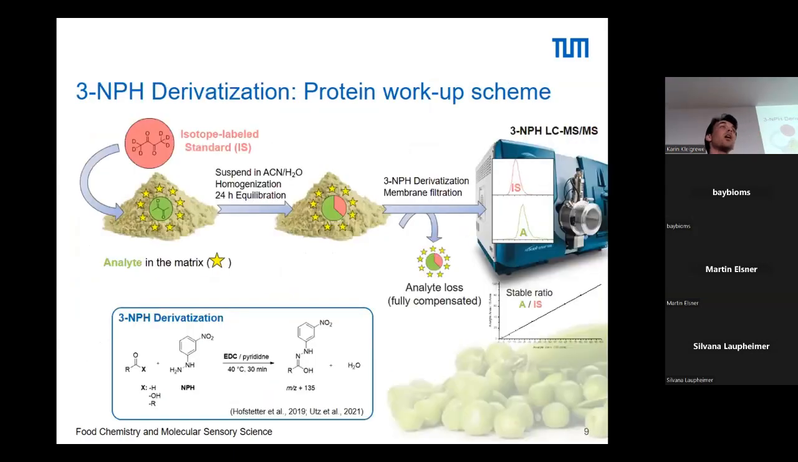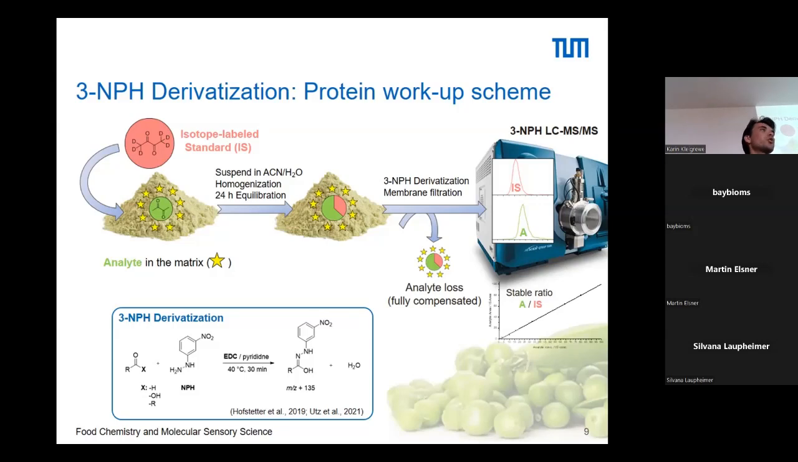On this slide, you can see the sample preparation of the stable isotope dilution analysis method. In a first step, we suspended the P proteins in acetonitrile-water as the solvent and added our internal standard mixture, an isotopically labeled internal standard mixture. With that, after homogenization and equilibration, we could get a constant ratio between the analyte, which is naturally present in the P protein, for example diacetyl here, and the isotopologue, so diacetyl with a deuterium label.